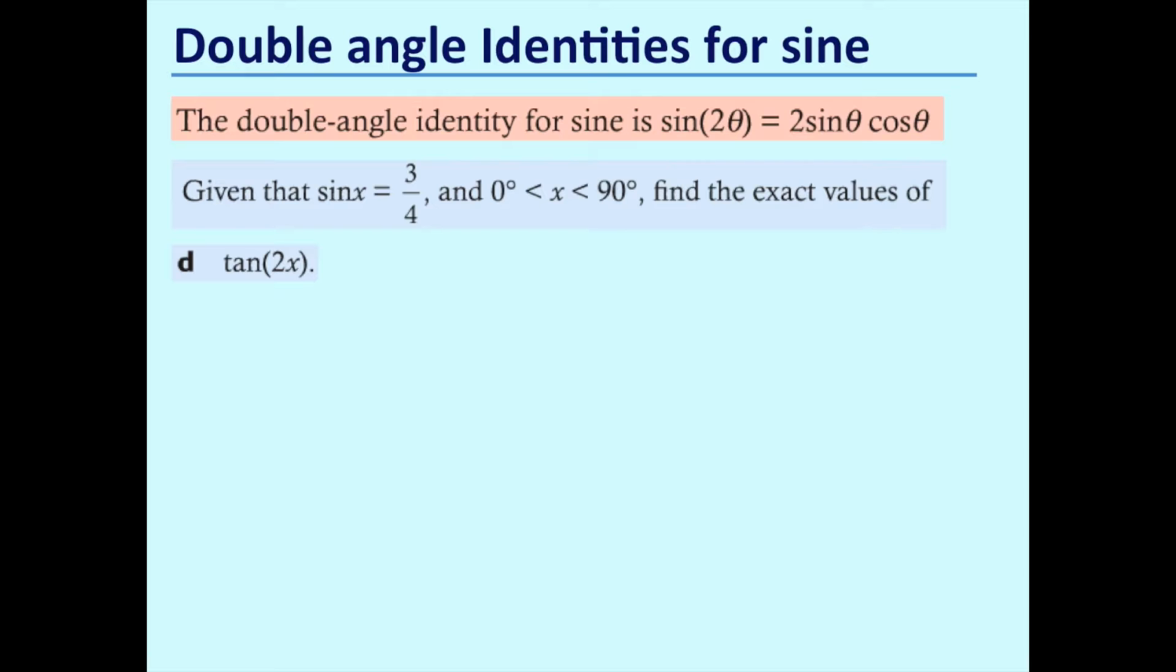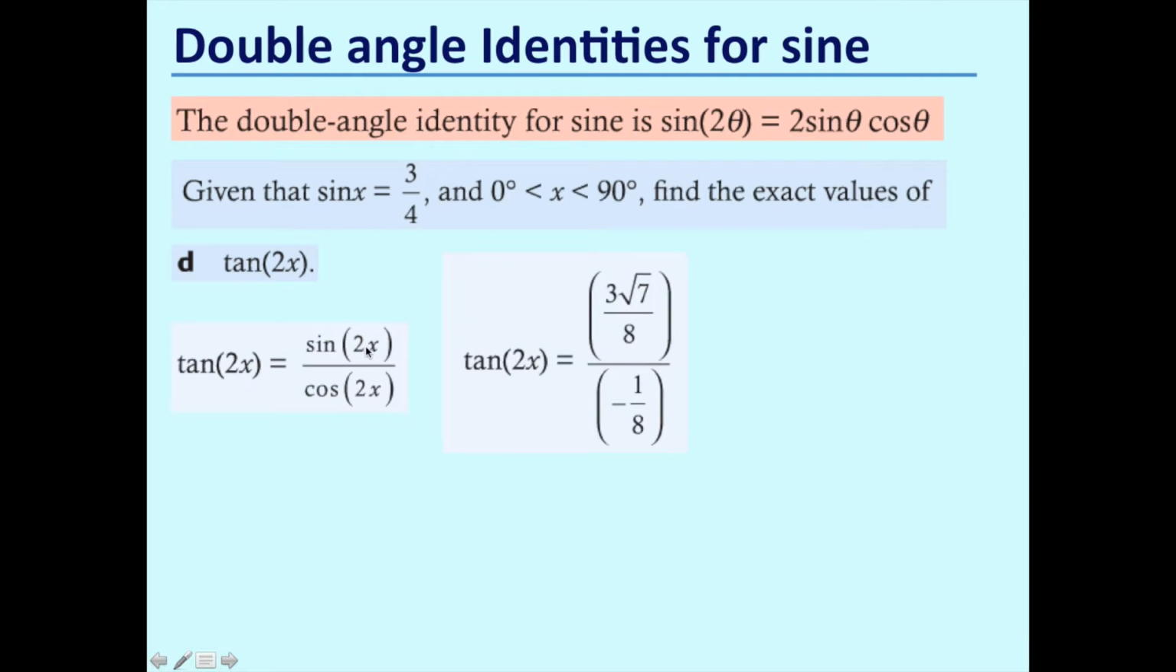For part D, tan 2x, again using the formula tan theta equals sine theta over cos theta, we are going to combine our answers to the previous question. So we've just shown that sine 2x equals 3 root 7 over 8. And again, in the previous video, we used the double angle identity for cosine to show that cos 2x equals negative 1 over 8. So we've got this ugly expression here. We can say that dividing by negative 1 over 8 is the same as multiplying by negative 8 over 1. The 8s will then cancel out, and we will be left with negative 3 root 7.